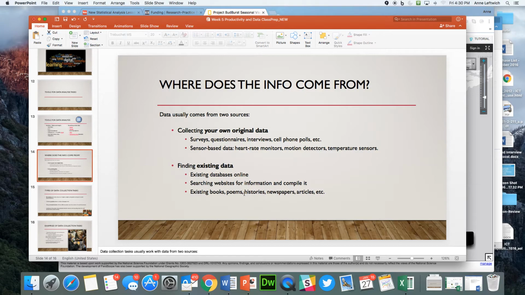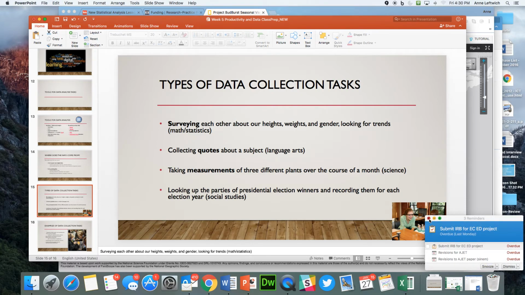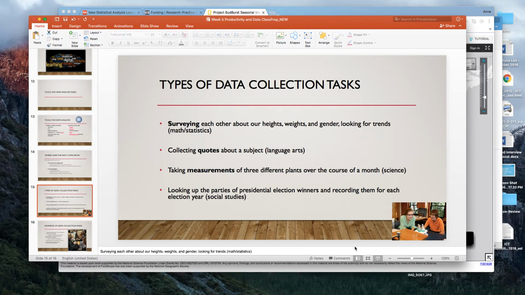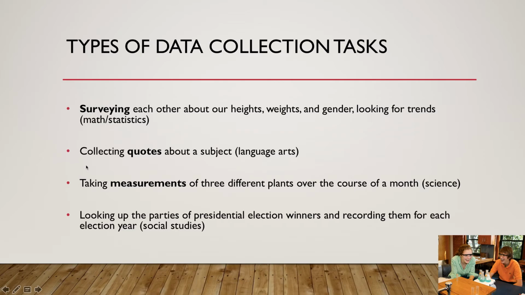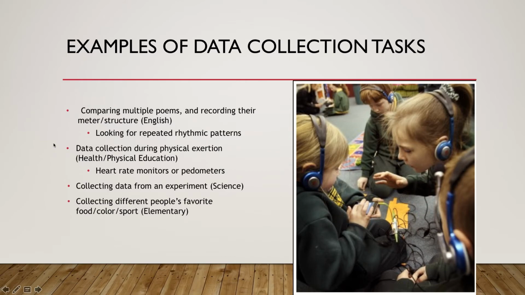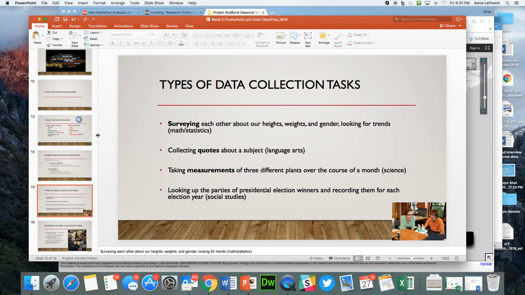But existing books, poems, even looking at newspapers and searching websites for information and compiling it. And types of data collection. Again, you can take measurements, survey different people, look for different trends, collect quotes about particular topics and what people are saying. Again, more examples of data collection: heart rate monitors. We've already talked about these, asking people what their favorite things are or collecting data from an assignment.